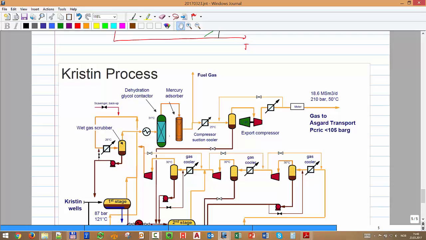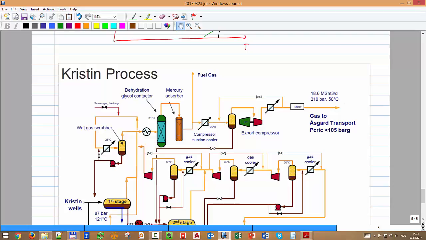Glycol likes water too much, so the water tends to jump out of the gas and go to the glycol. Then you have the mercury absorber, and then you have the main compressor. You have again a cooler, a scrubber, and then the main compressor that sends the gas for export. In that case, 210 bar and 50 Celsius.